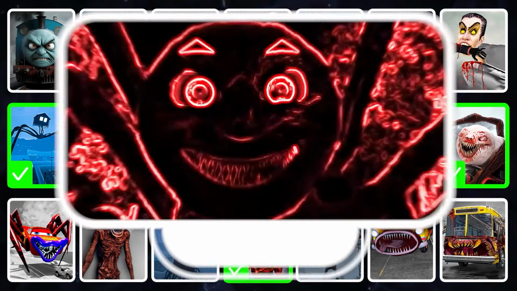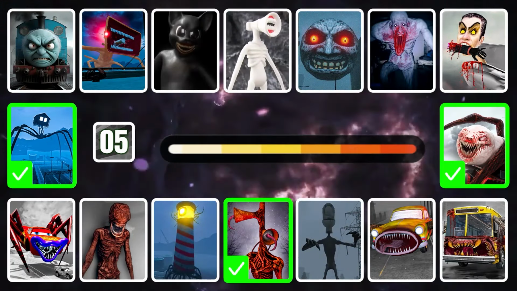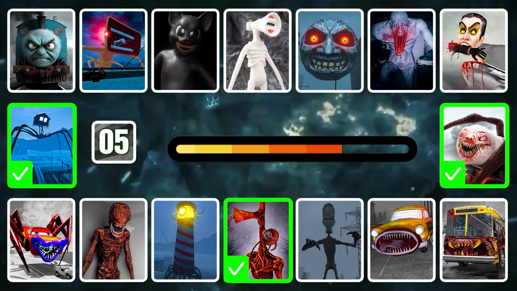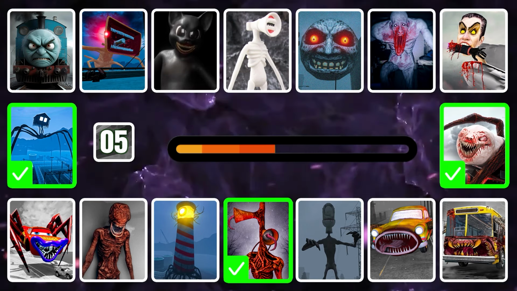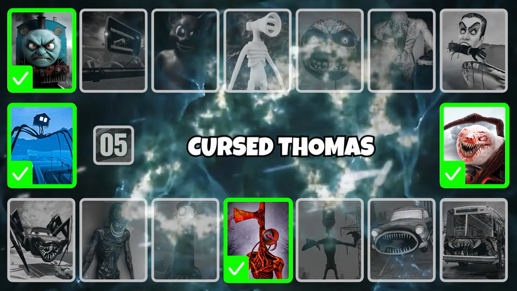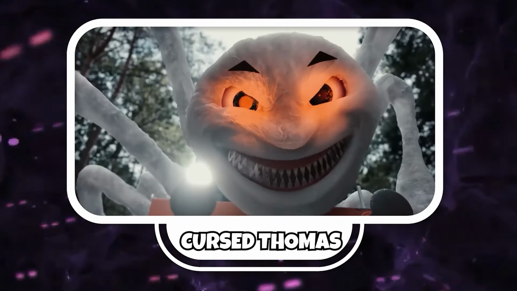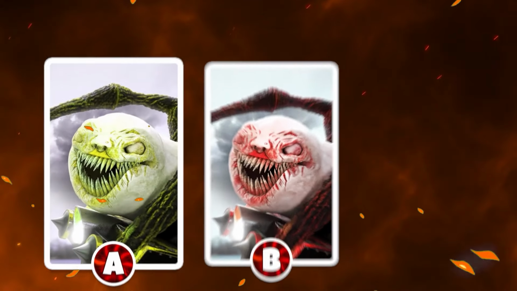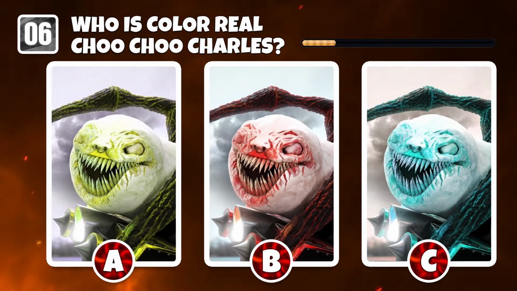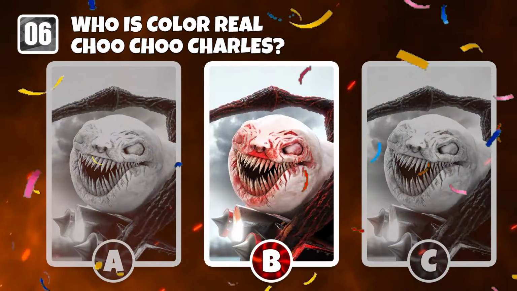Round 5. Who is dancing? Cursed Thomas. Round 6. Which is the real Choo Choo Charles? Answer B.